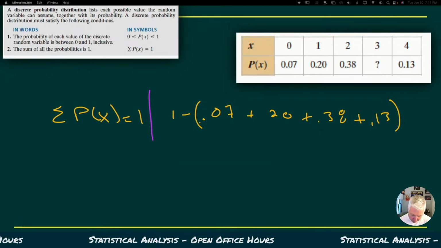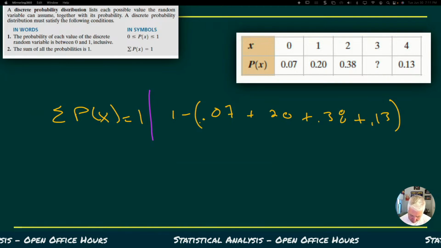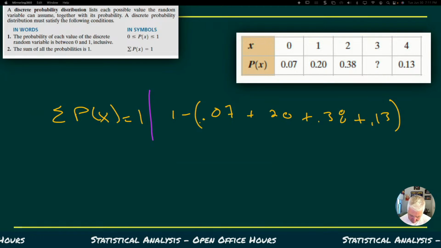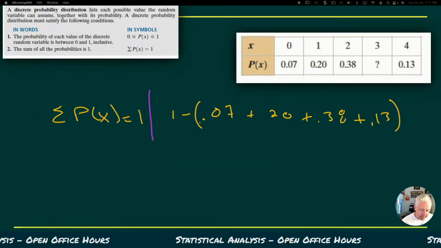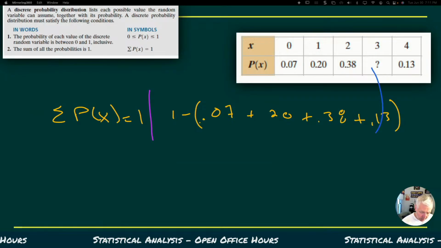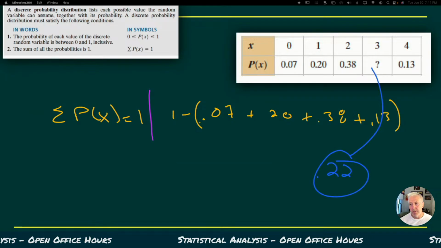So in other words, if I brought it all back, let me just do a test real quick. Delete that, delete that. Plus 0.22. Yeah. So our missing value here is 0.22. No problem.